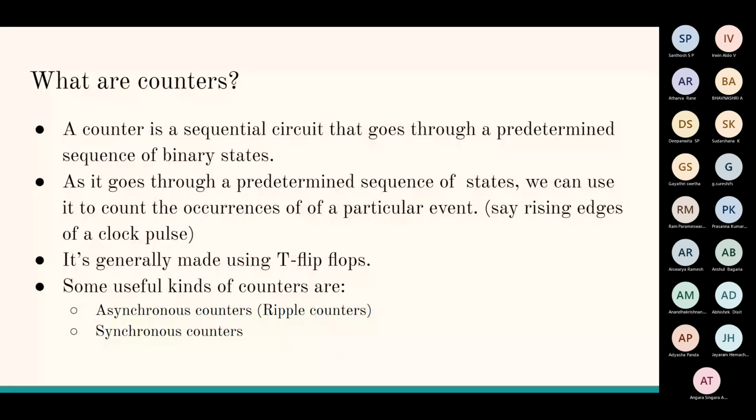Let's say there is a counter. It goes through some 4 states again and again. Let's say it goes through 00, 01, 10, 11, and again it goes through 00, 01, 10, 11 after repeated intervals of time. So as it goes through a predetermined sequence of states repeatedly at regular intervals of time, we can use it to count some specific events.